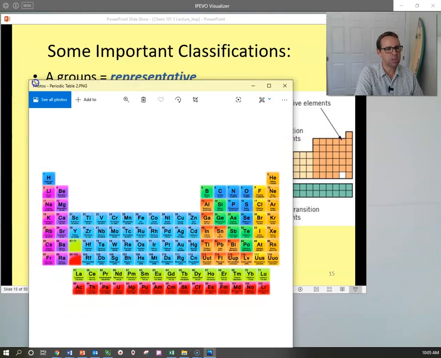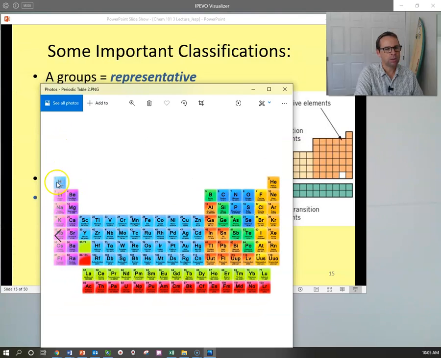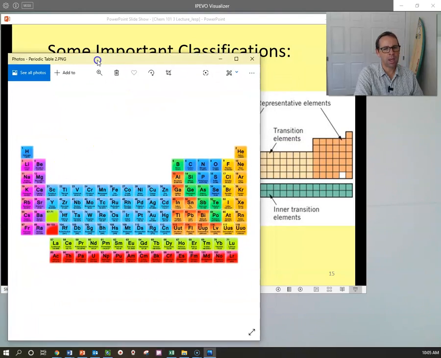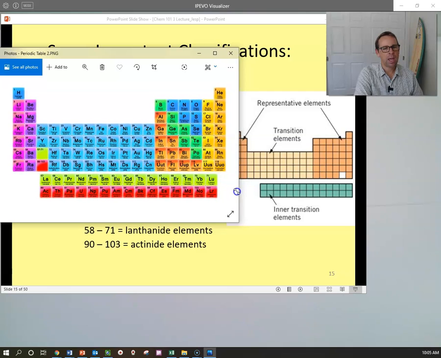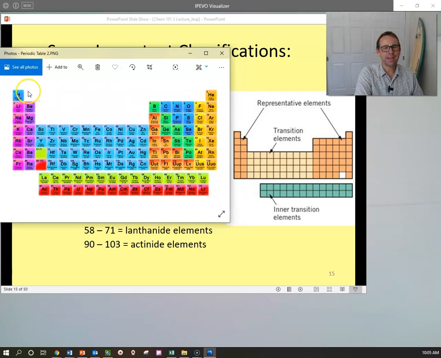The first two columns here and the last 6 columns of this main group are called the representative elements. They call it that because there are a lot of rules that can be represented by these elements. You might have heard of the octet rule if you took chemistry before.